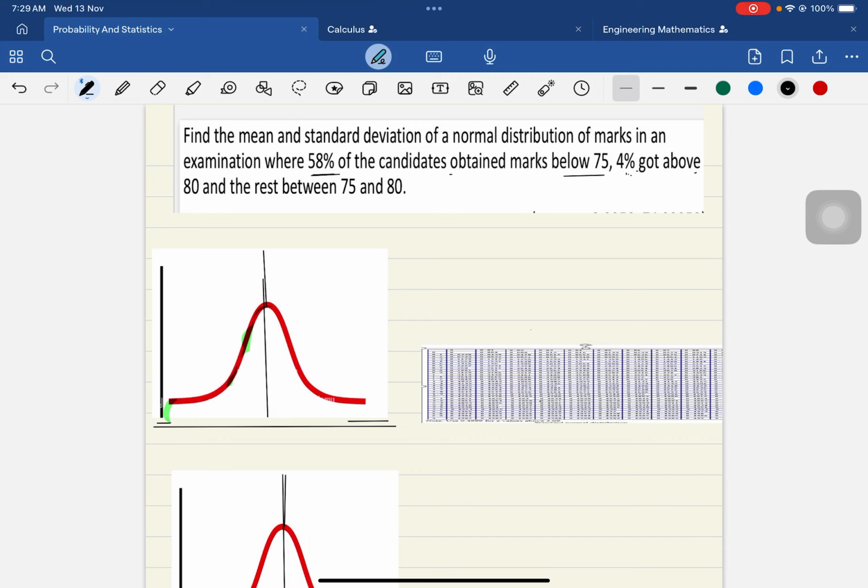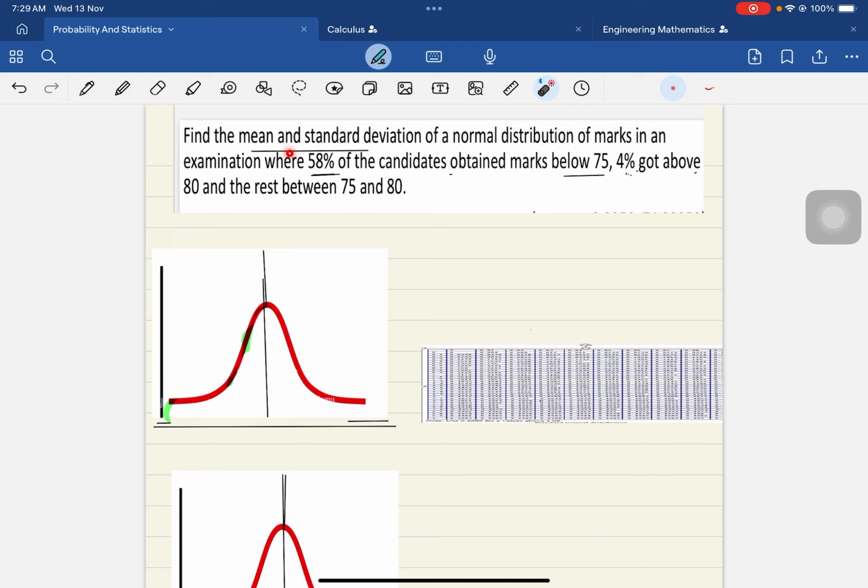Welcome dear students. In today's lecture, I am going to explain how to find the mean and standard deviation when the area is given. In the previous lectures, I explained that when the mean and standard deviation are given, how to find out the corresponding area by using the standard normal distribution table. Now look at this problem.